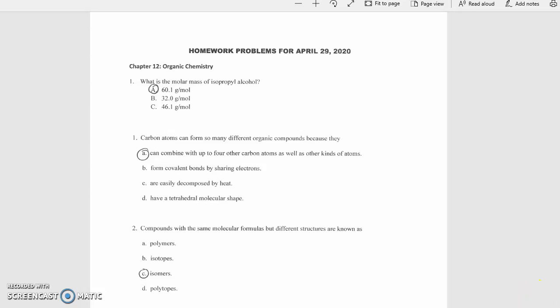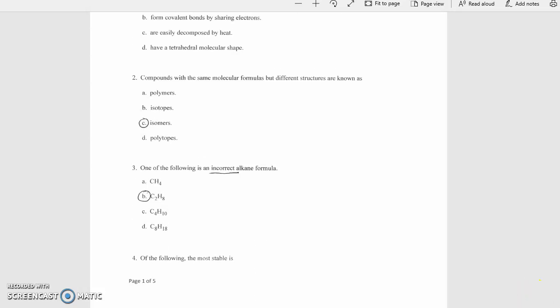2 is isomers. Those are the same molecular formulas, different structures. Incorrect alkane, okay? It's this one right here. The alkane formula is C sub N H 2N plus 2. So this is 1. 2 times 1 is 2, plus 2 is 4. 2 times 4 is 8, plus 2 is 10. 2 times 8 is 16, plus 2 is 18. So these other ones are right. This one right here should be C2H6 for it to be correct.